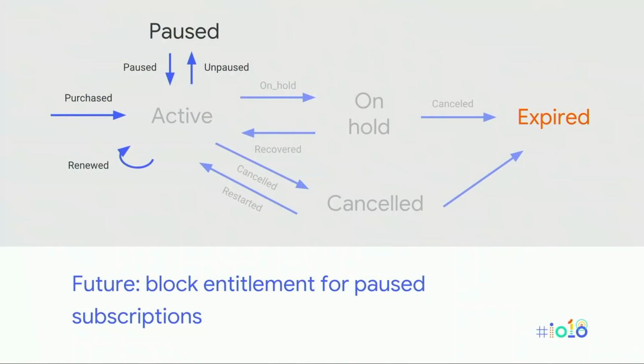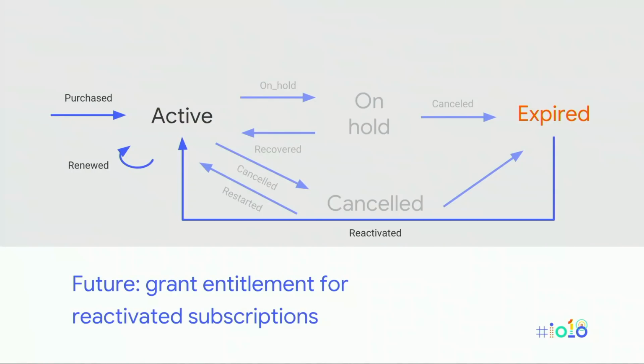But in the future, if you integrate now, you'll be ready for some of the new things that we'll be rolling out. Like, say, a user temporarily pauses their subscription. We'll send you a developer notification so you'll know that's happened. Or if we got a user to reactivate their subscription after it's expired, you'll get a real-time developer notification, and you now know to grant entitlement back.